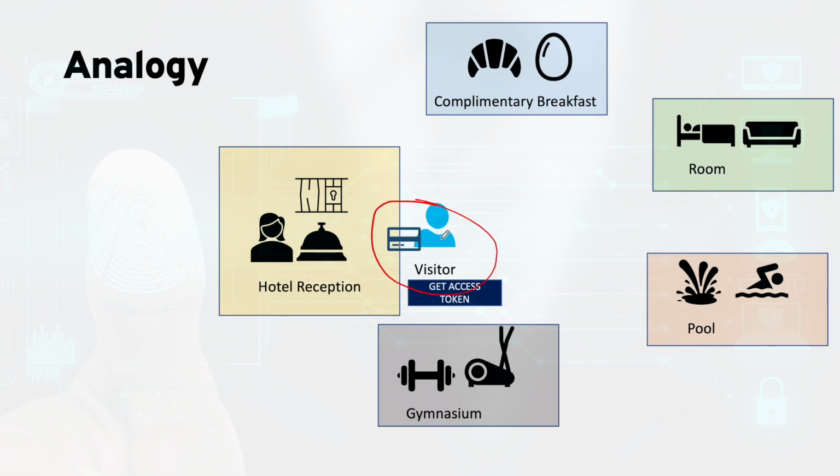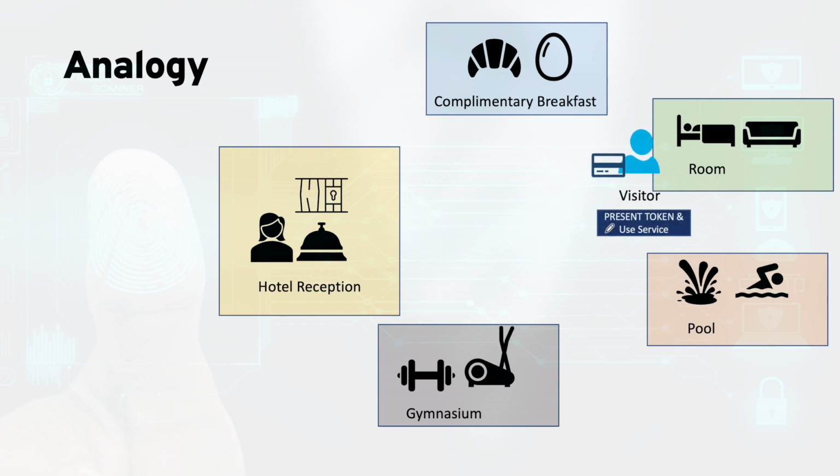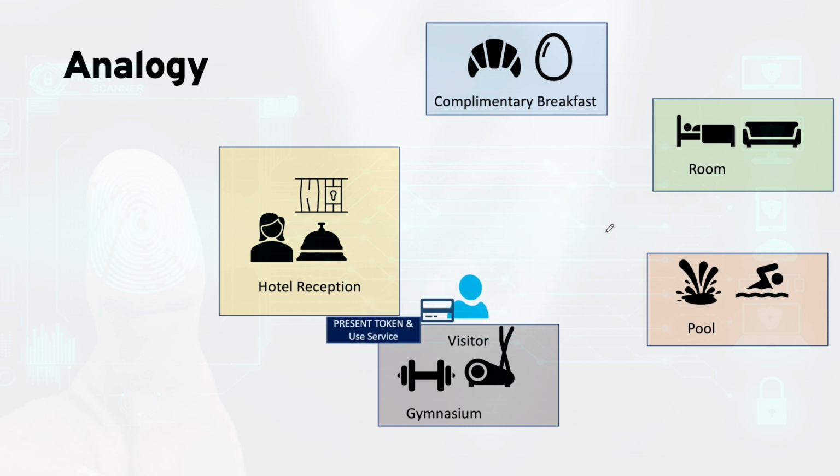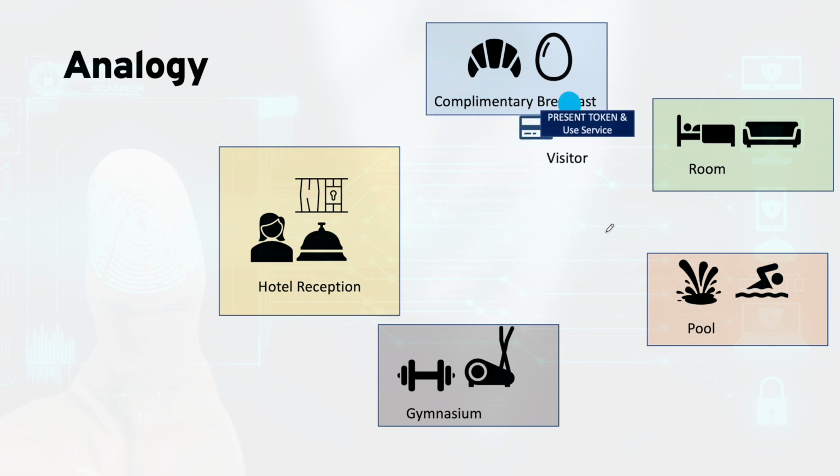Once you have this access token, you can visit any of the facilities within the hotel. Now you don't have to give your details for authorization again. You already got an authorization token, which is called our access token, and the same token can be leveraged in multiple facilities of the hotel. You can use it for your room, you present the token and use the service. You use it for the gymnasium, for the breakfast, for the pool.